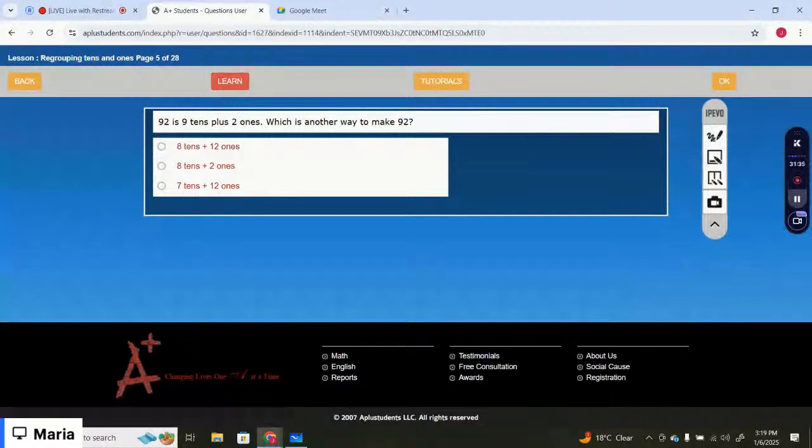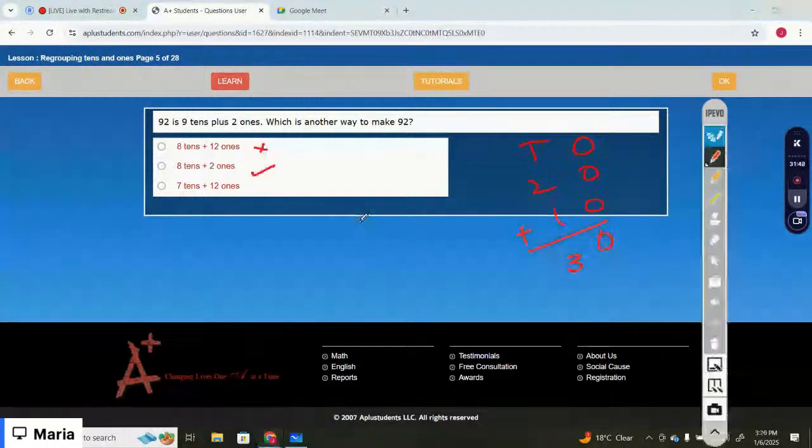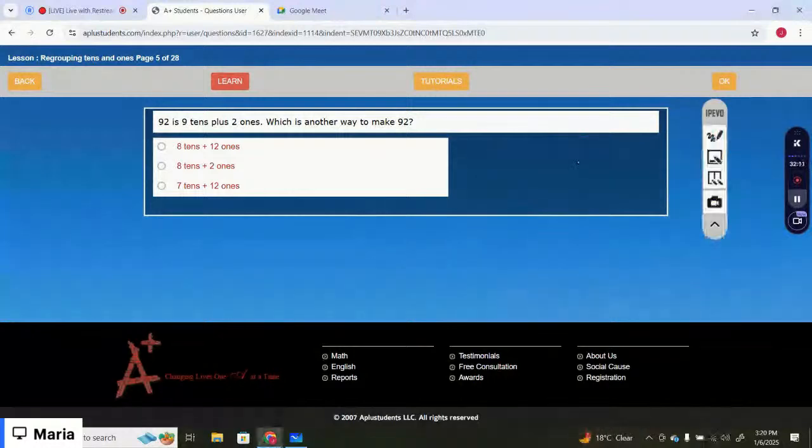92 is 9 tens and 2 ones, which is another way to make 92. You have to make 92, right? Look at the first option, that is 8 tens, so you have 80, and 12 ones, you have 12. When you add, they make 92. So the correct option is option number 1.